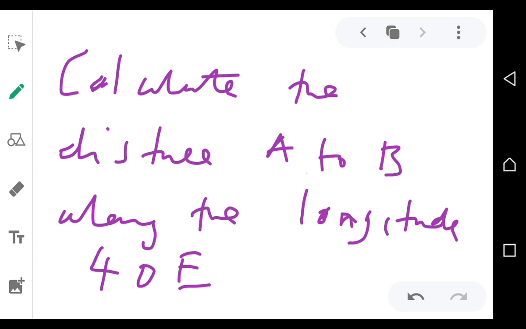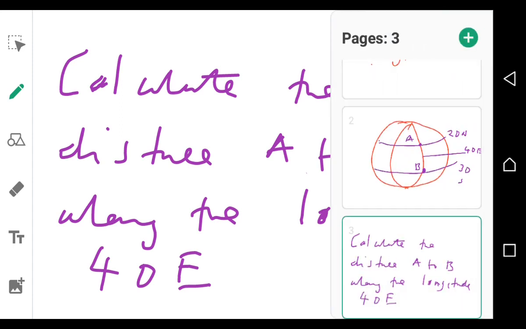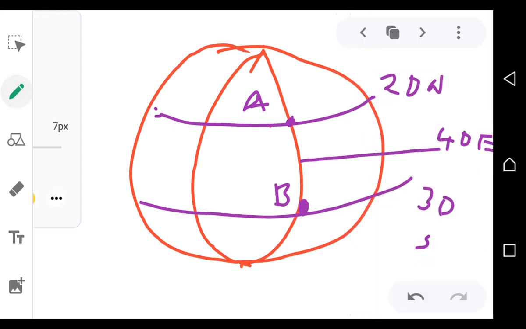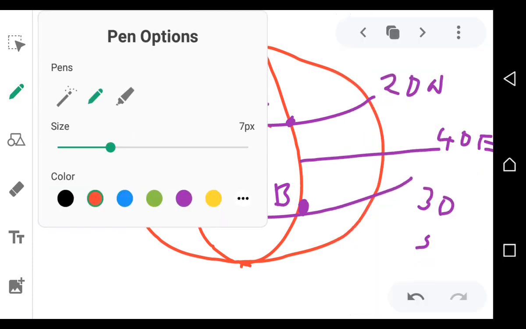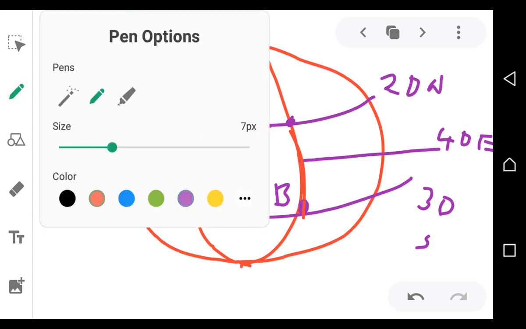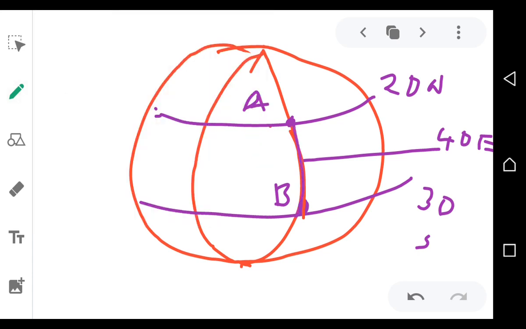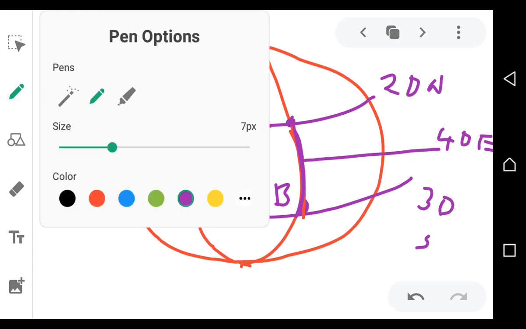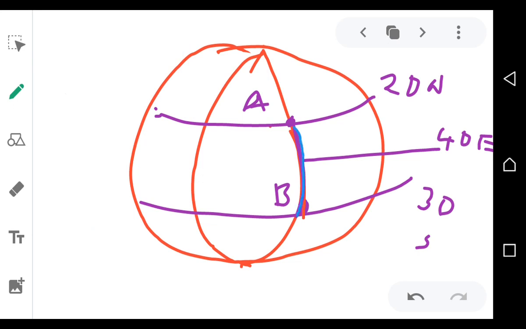So the first thing you do is you come to your diagram. We are calculating the distance along which longitude? This longitude. This is the distance we're looking at. Let me use another color so that you understand. This is the distance we're looking at from A to B. Have you seen? And it's along this 40 degree east longitude.